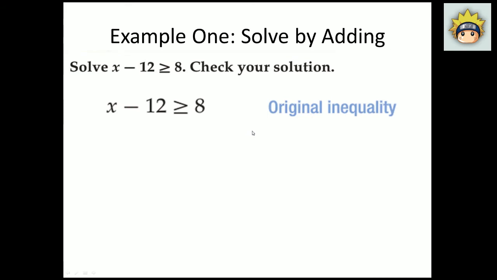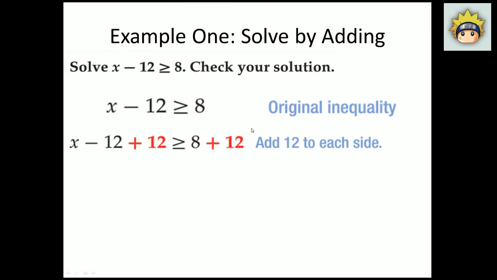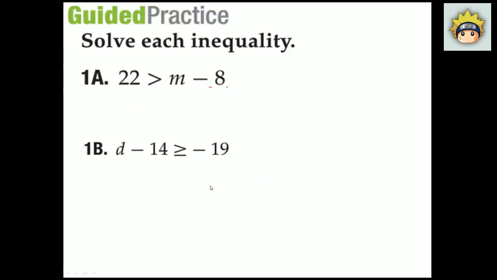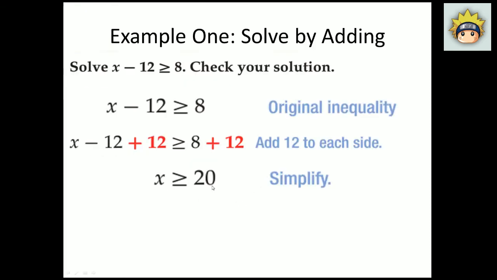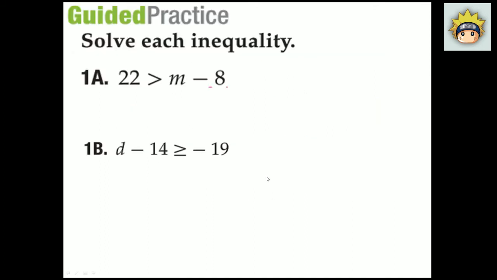First step is to always write our original inequality. I'm going to add 12 to both sides because I'm trying to isolate x, right, by using the inverse operation, which is add 12. Then I simplify. I would say that x is greater than or equal to 20. Okay, good. That is my solution here. What I would like you to try now is the guided practice 1A and 1B. Please pause the video for you to try that, then come back and I will show you the solution.